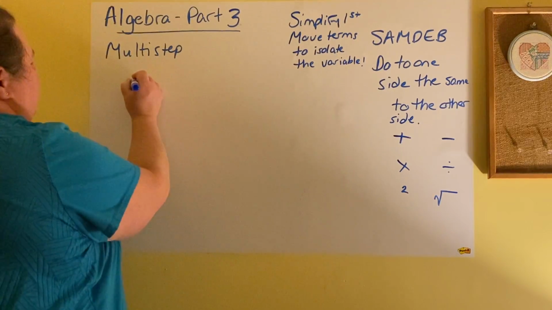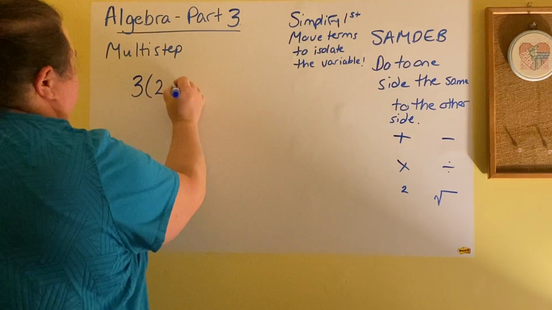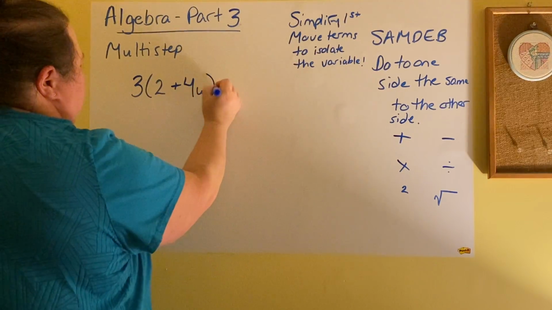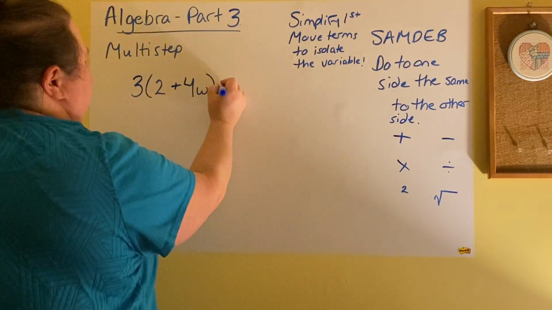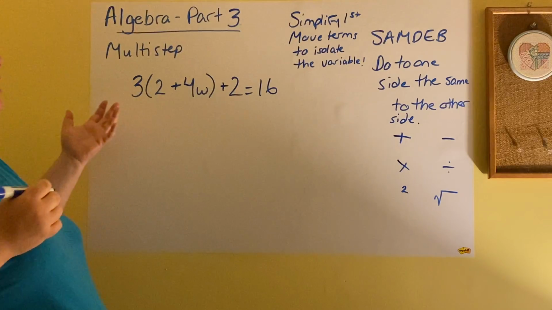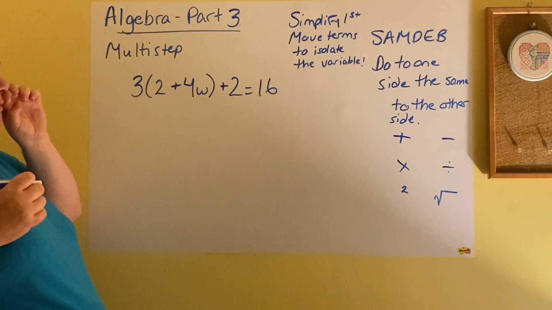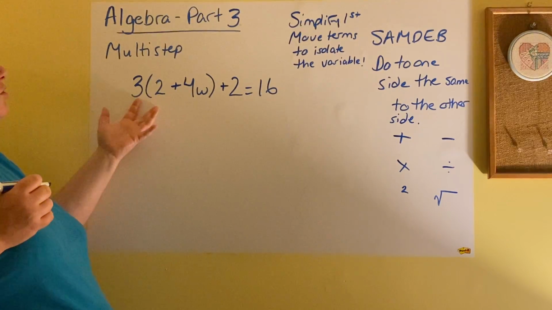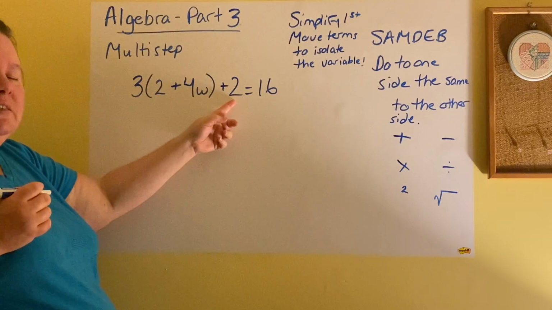Okay. So 3 times (2 plus 4w), and then plus 2 equals 16. So we're going to go with this. Again, we've got multiple things going on. There's a couple ways you can go about it. You could distribute this first and then combine the number that you're going to get with this.